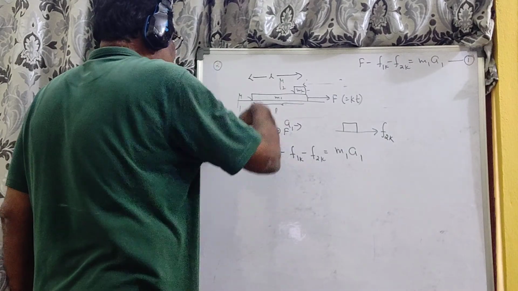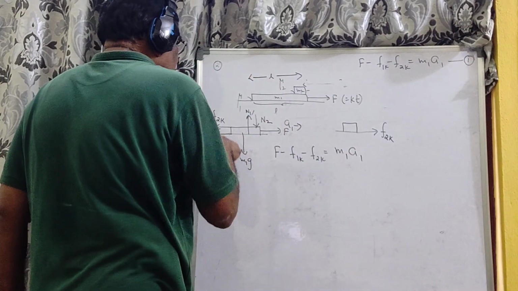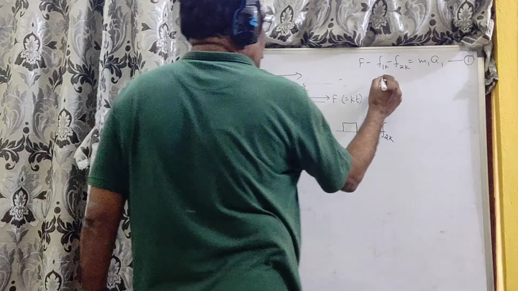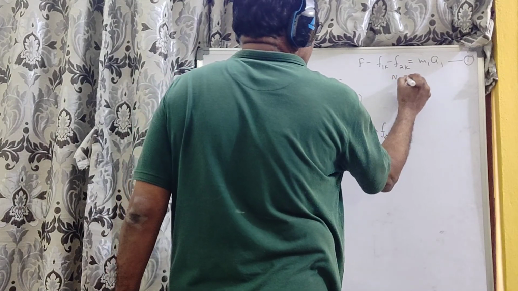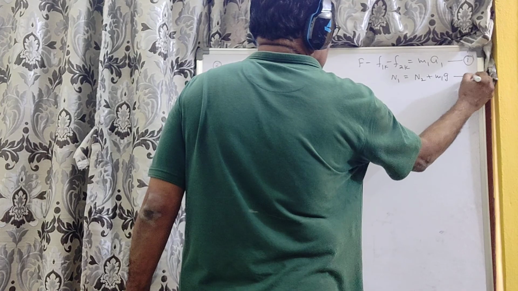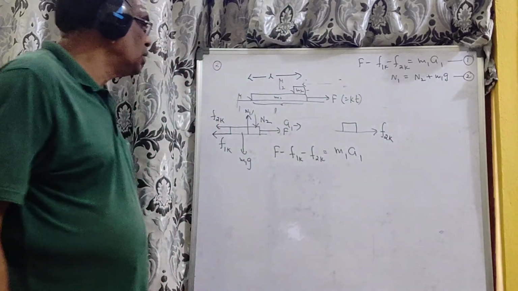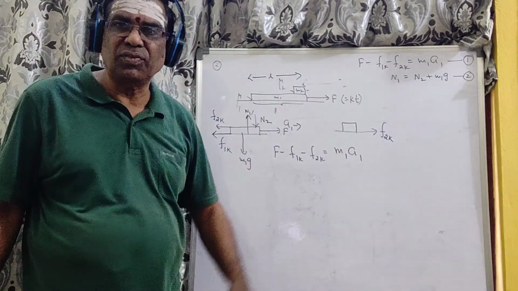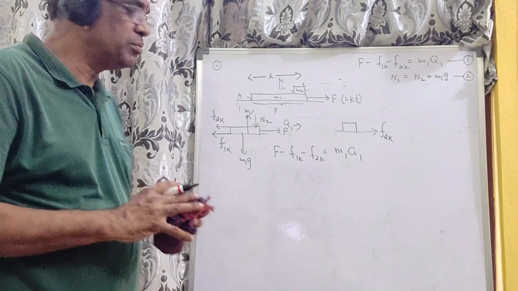What about this? N2 plus M1G is equal to N1. N2, this is 2. So 2 equations I got from this. I hope this is clear to you.